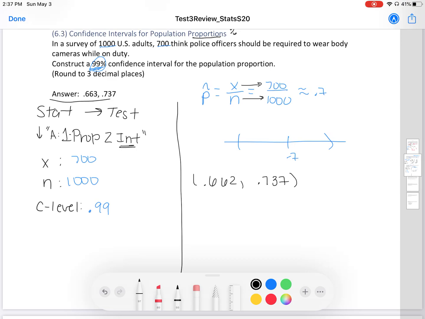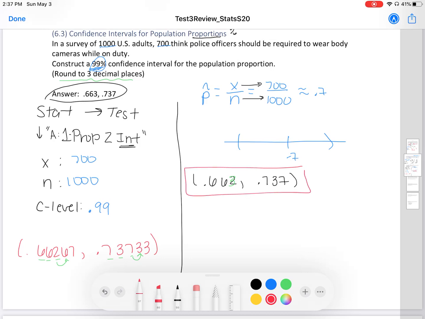Your calculator will give you 0.66267 and 0.73733. Because we want to round to 3 decimal places, you look at the third digit, and if the next number is 5 or bigger, you move up. If the number next to it is 4 and below, it stays. So that's why it's 0.737. And this is our answer.